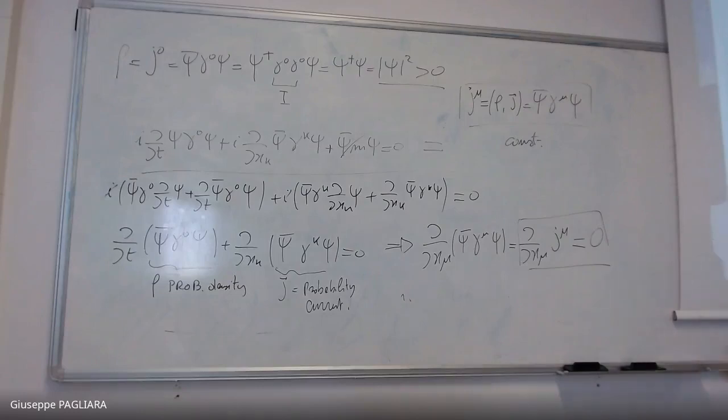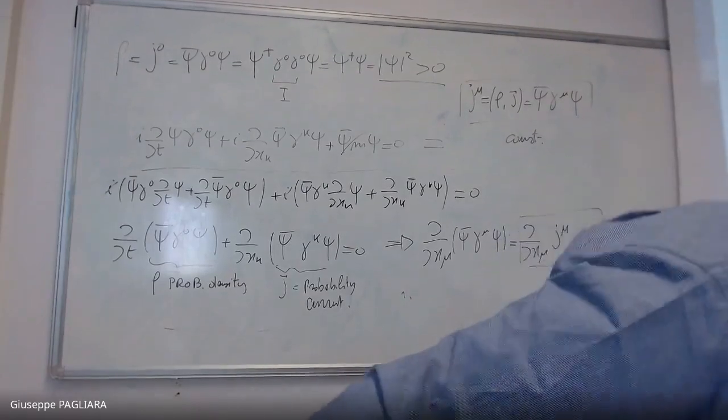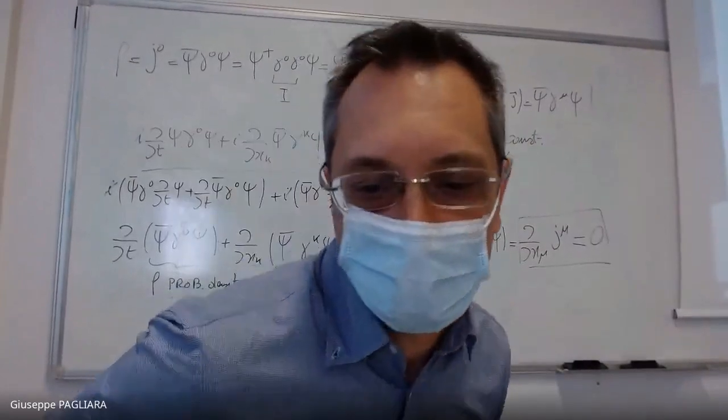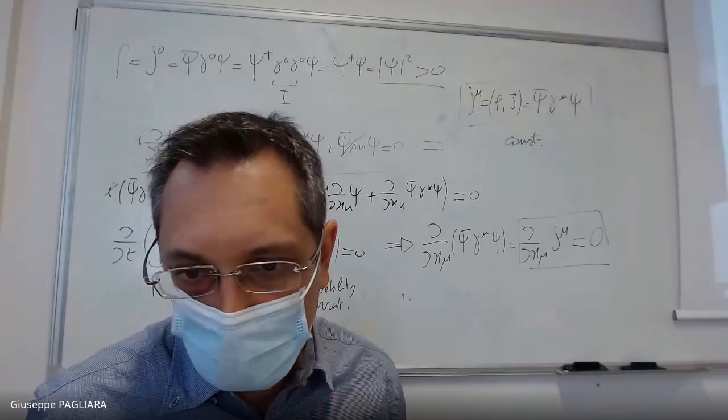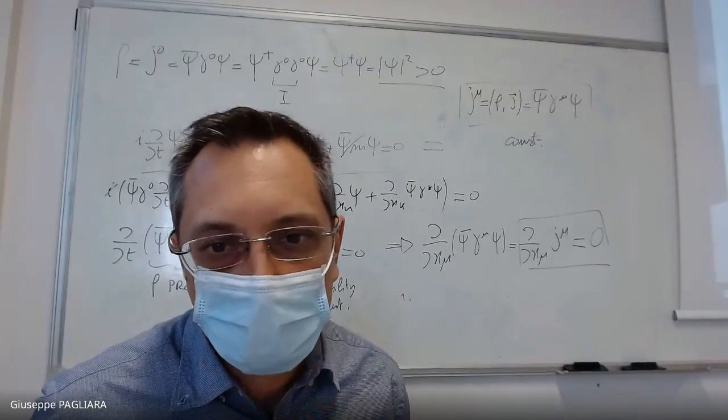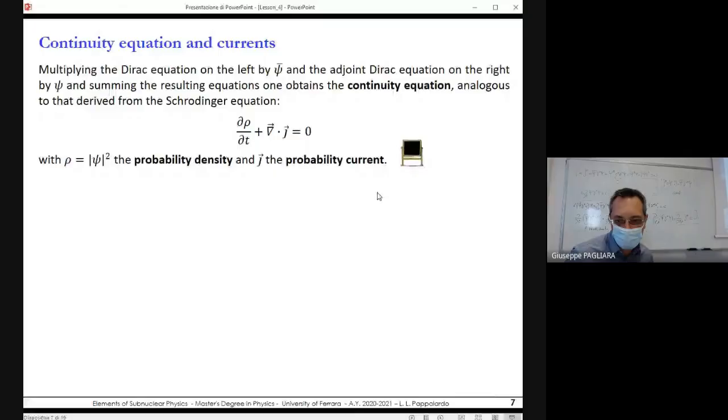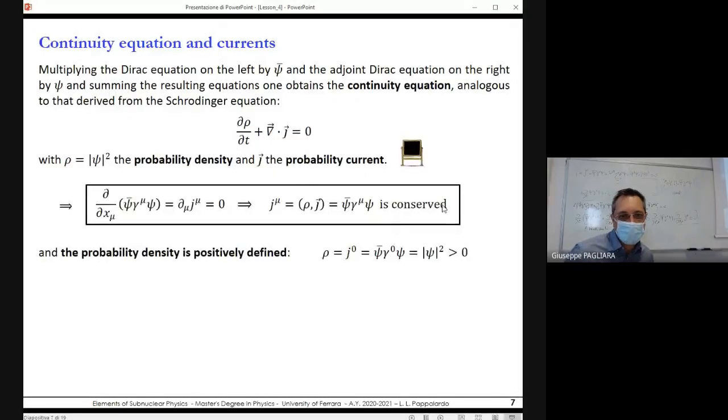So let me comment on this on the slide. So this is the result that we got on the blackboard. Okay. So the 4 vector current is a conserved quantity in the Dirac theory. And it also turns out that the probability density is positively defined, always. And this solves one of the problems of the Klein-Gordon equation, if you remember.